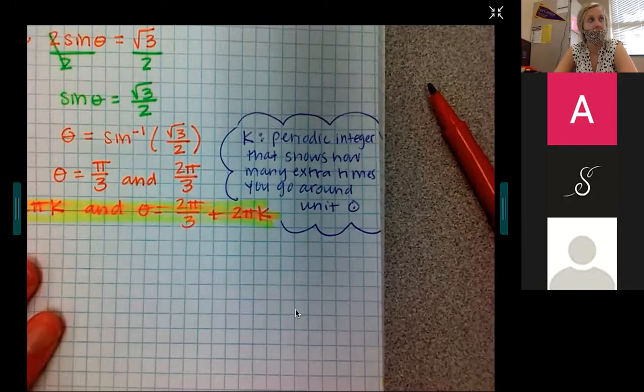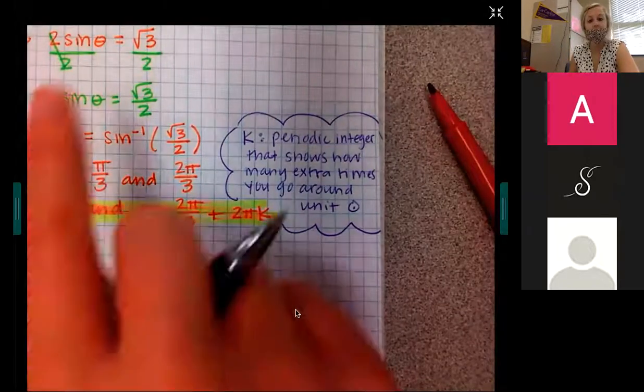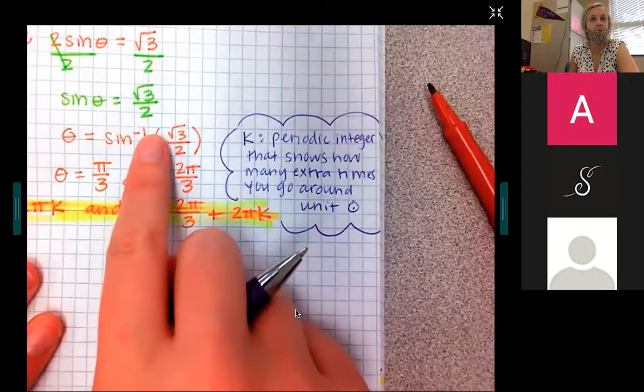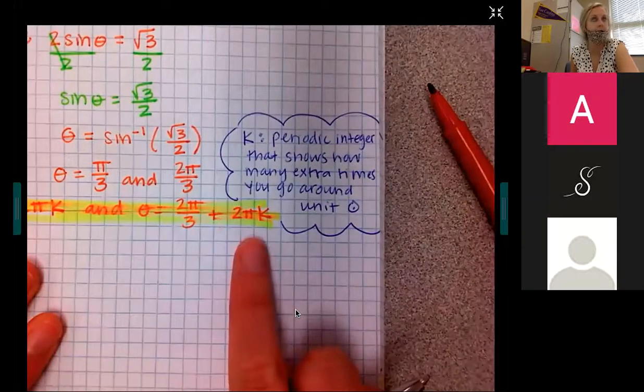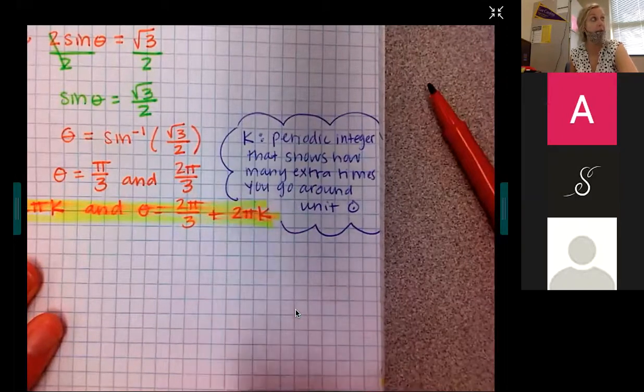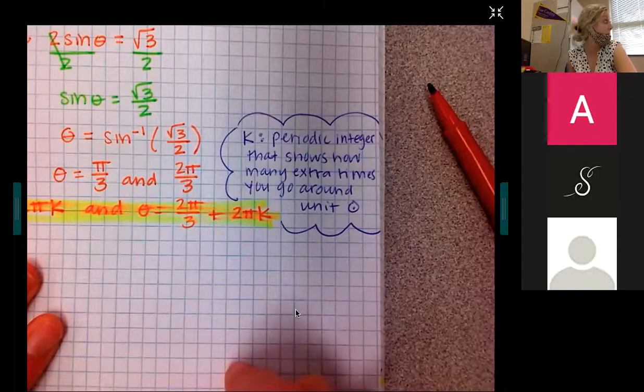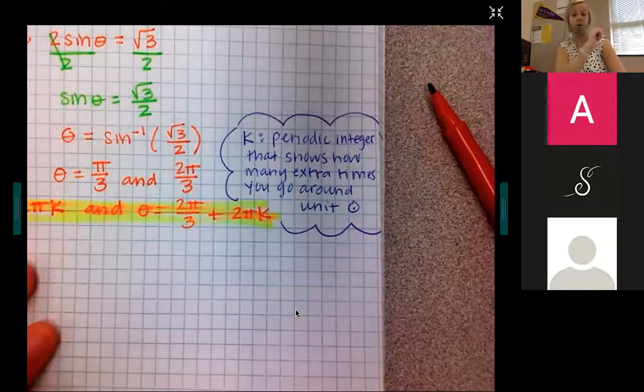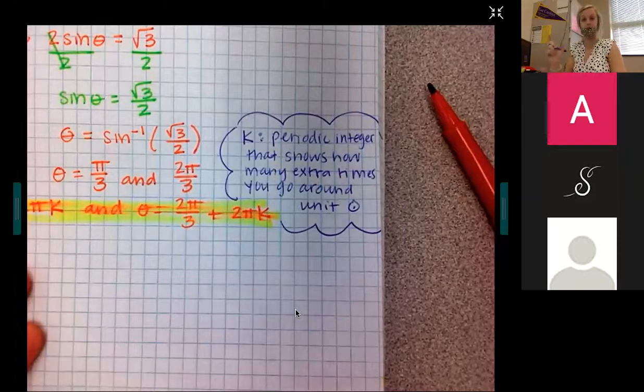All right, I want to see who's really with me and knows their stuff. What if this said tangent inverse? What would your general form say at the end? Good, pi k, because the period of tangent is just pi. Do y'all remember that from unit 4? Okay, good. It repeats every 180 degrees, not 360.